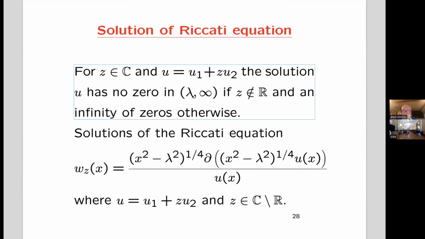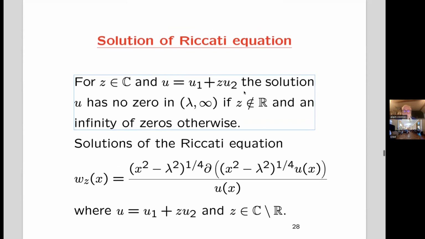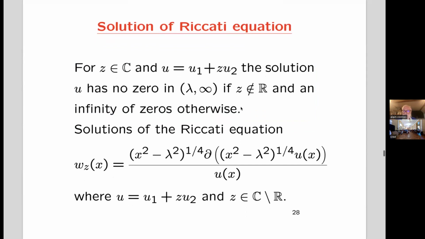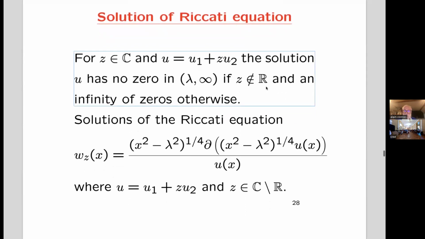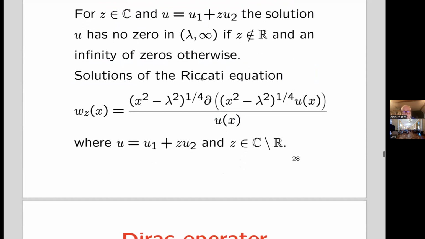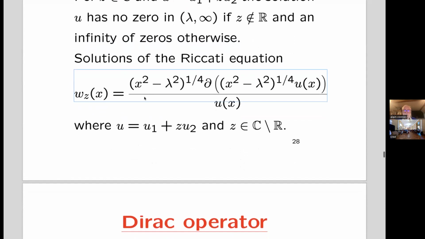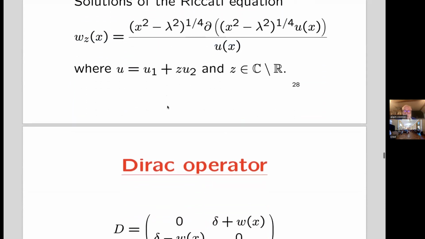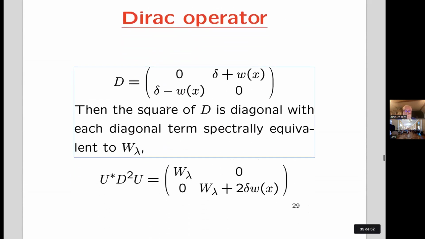So whereas here you want to have no zero. In fact, the solutions are parameterized by a complex number which is not real. This is where it appears. But for each of these solutions, which are parameterized by a complex number, not real, we have a solution of the Riccati equation, and then we have a corresponding Dirac operator.